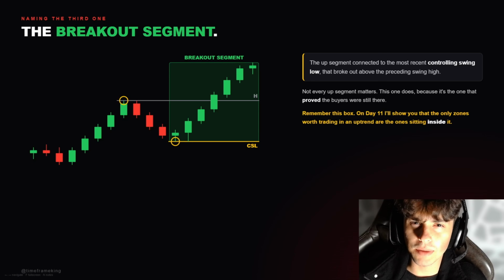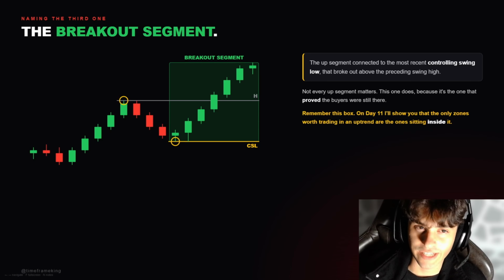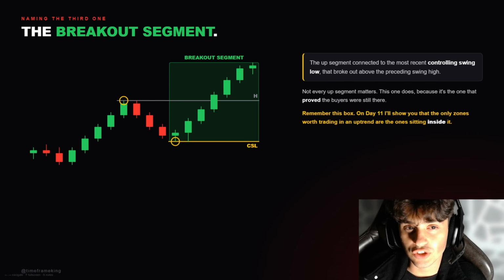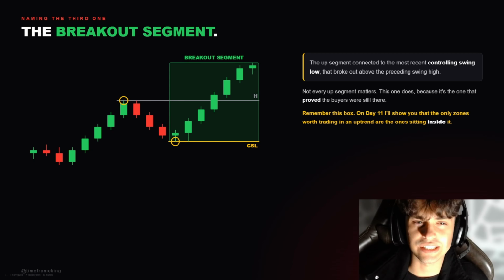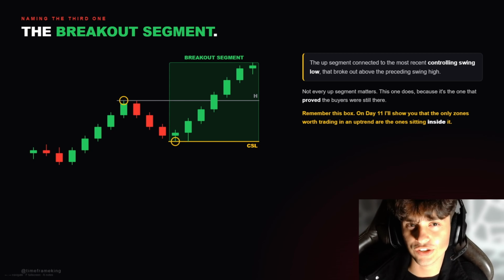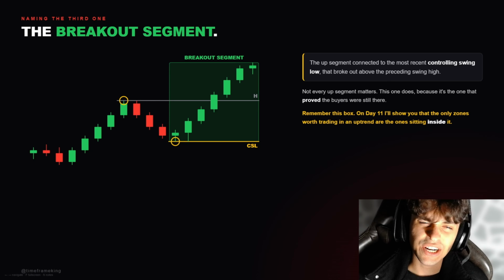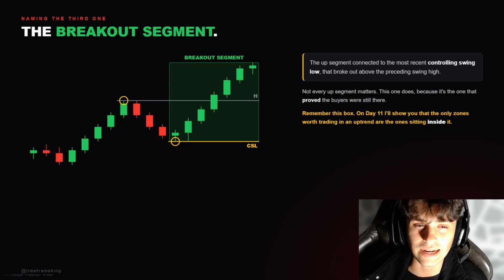And after we break above the high, we get the third segment that we call the breakout segment. It is the segment connected to your controlling swing low, and it's the one that pushed above the old high. It matters because that's the segment that proved that buyers were still there. Everything else is price just moving around in a range. There's no evidence. So you want to remember this box, the breakout segment.